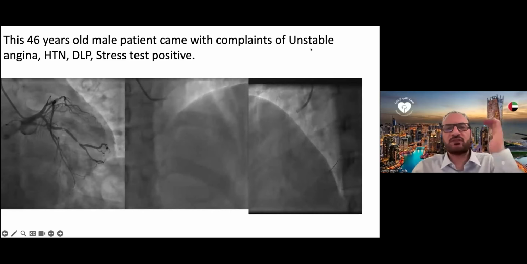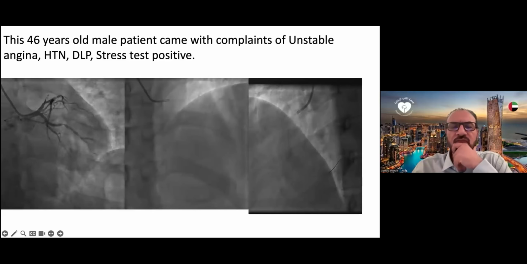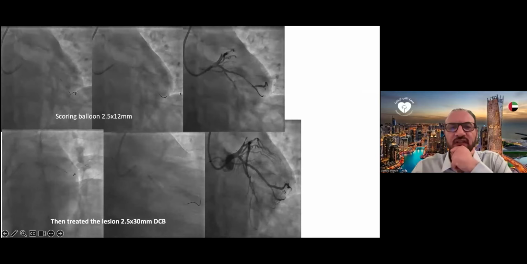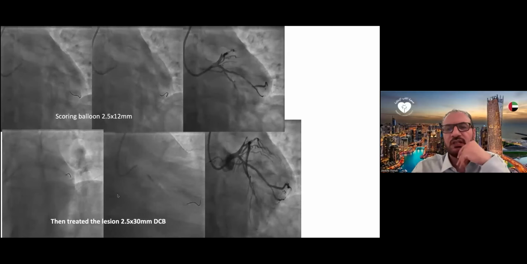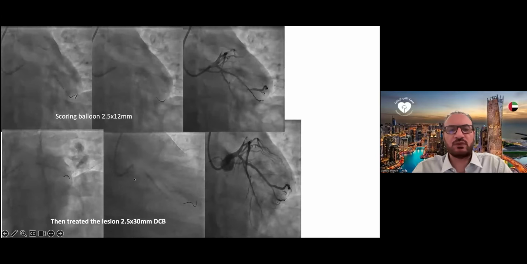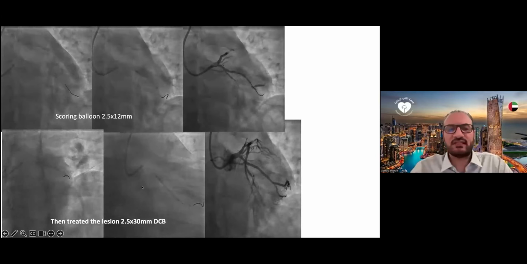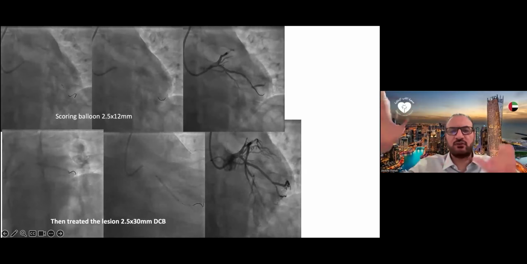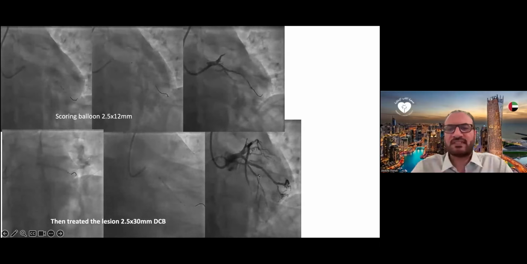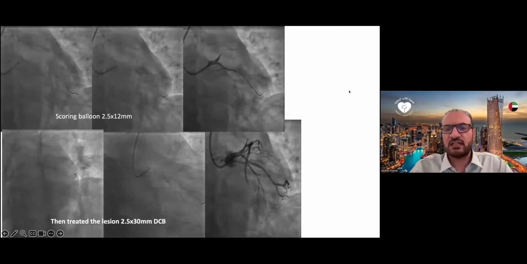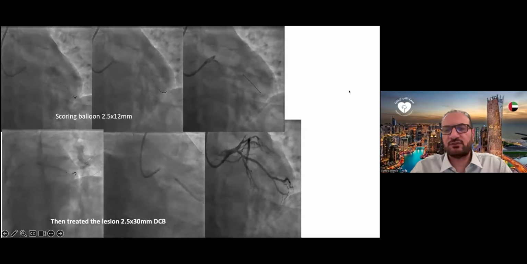So this patient, basically, that's what we did. We did staging. First of all we went with his OM, which was the easier one to do, and that was the result at the end. We used a scoring balloon 2.5 by 12, and after that we did a good DCB in different views, different projections, so we don't miss any bad dissection, because sometimes you get a very bad dissection in other views. That was the end result you can see on your right side.